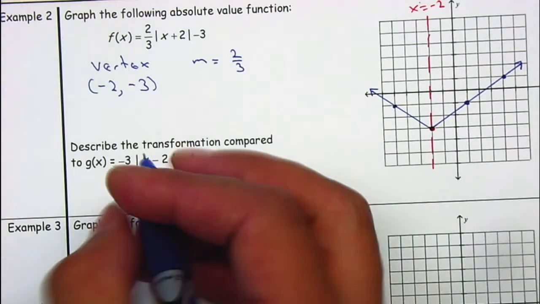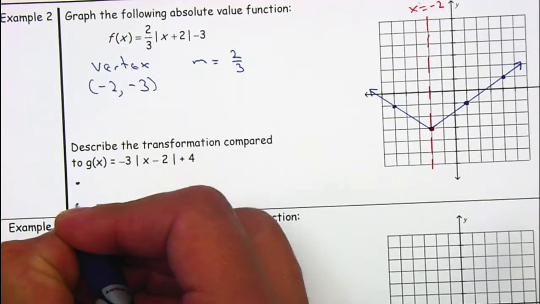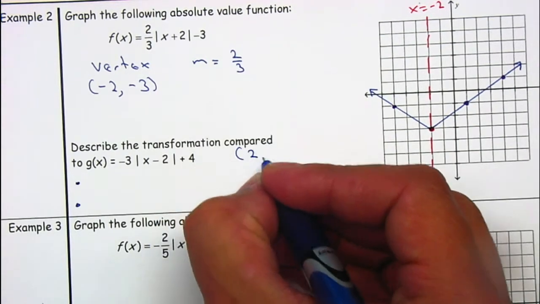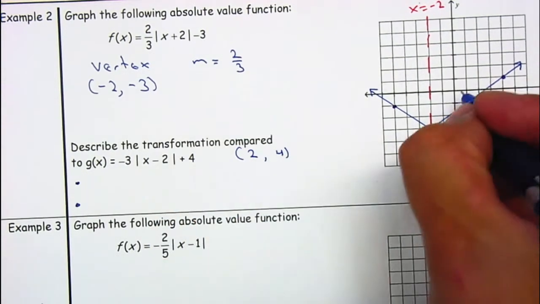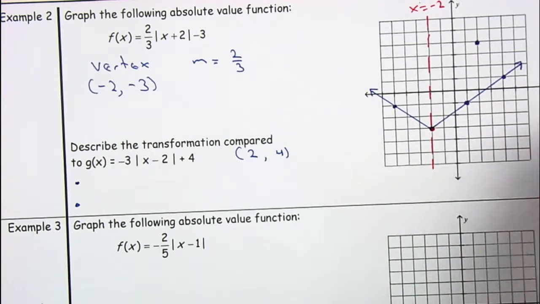Now I need to be able to describe the transformation compared to g of x. So first I'm going to find my vertex for this new g of x function. So we have 2, 4. So 2, 4 is up here. And let me just go and graph it.